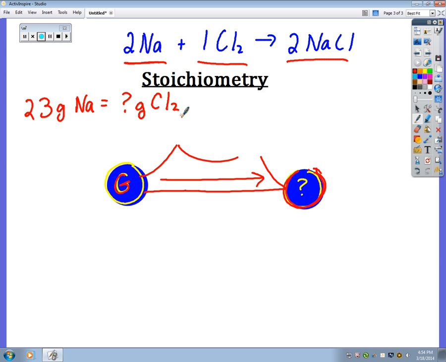Now, what are you given? This is what you're given. This is what you need to find. If you're using my map, you're on grams and you need to change it to moles. If you're not using my map and using my steps, you ask yourself, do I have moles of what I'm given? The answer is no. So how do you change 23 grams of sodium into moles of sodium?